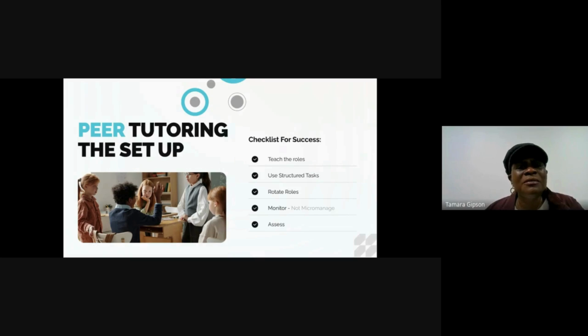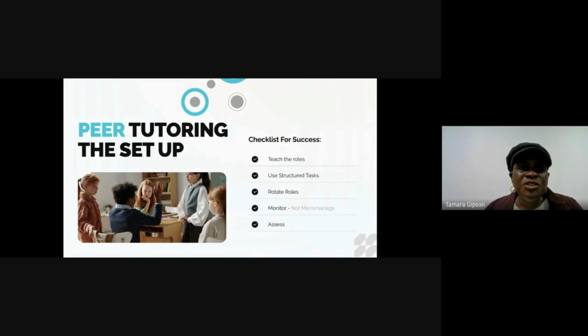Then monitor, not micromanage. Your job really is to circulate. You're listening for accuracy. You're doing at this time informal observations of how the groups are working so that you can make adjustments. I also would say assessments are micro assessments. After they're done, you want to have them do something to make sure that they have gained the knowledge that you're looking for, that the goal and the objective is actually covered. Something like a quick write, an exit slip, a partner scorecard sometimes helps as well.